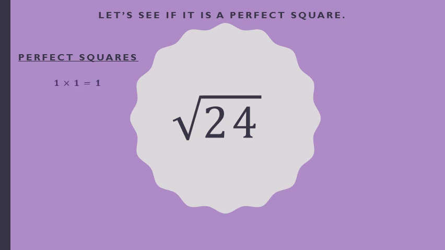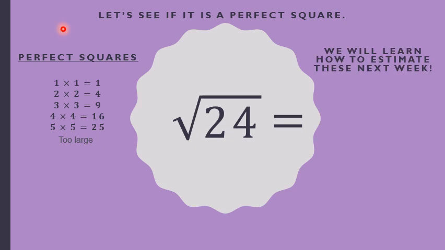1 times 1 is 1, not big enough. 2 times 2 is 4, not big enough. 3 times 3 is 9, still not big enough. 4 times 4 is 16. 16 is still smaller than 24, so let's keep going. 5 times 5 is 25. Uh-oh, we went too big. There was no answer over here that was exactly 24.